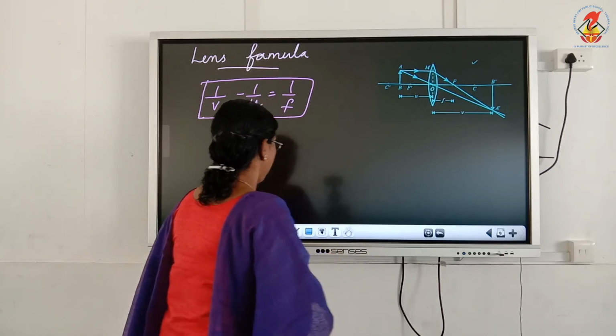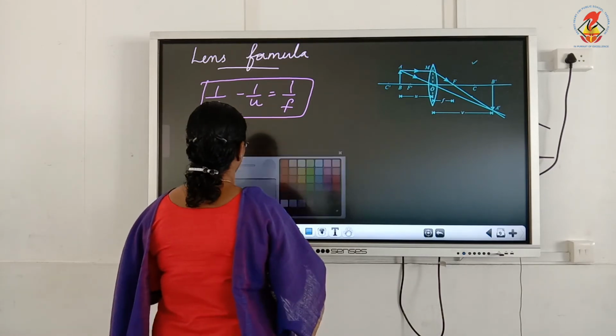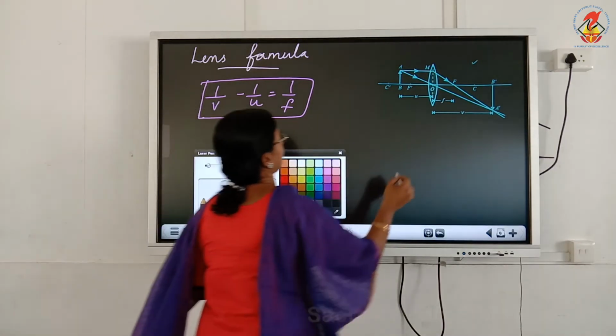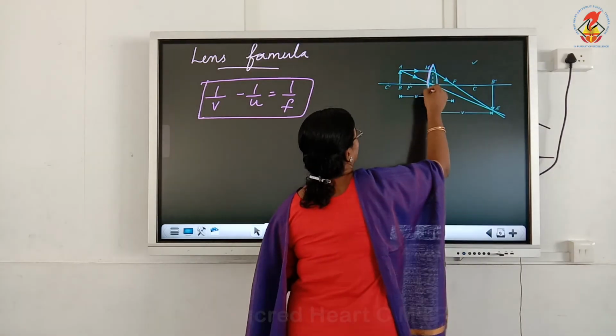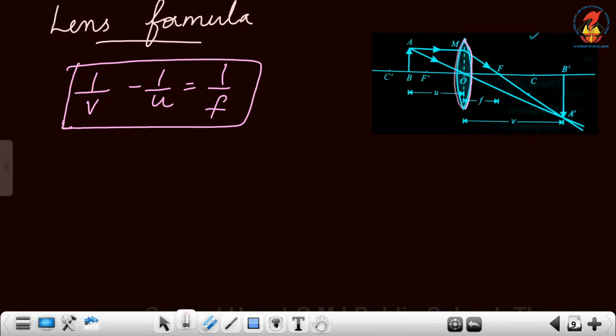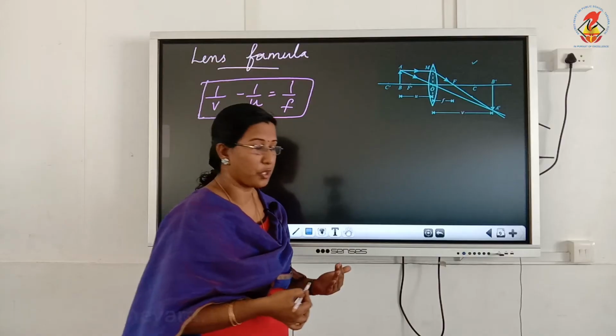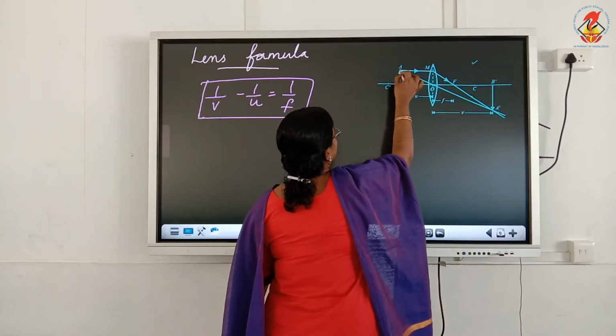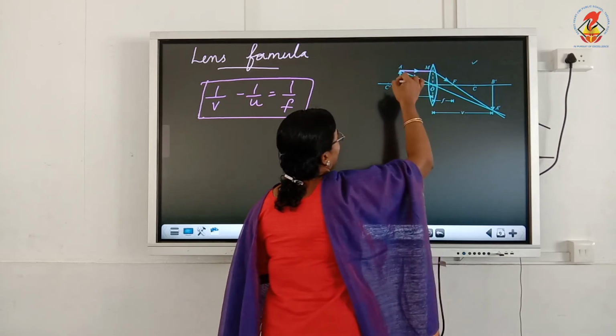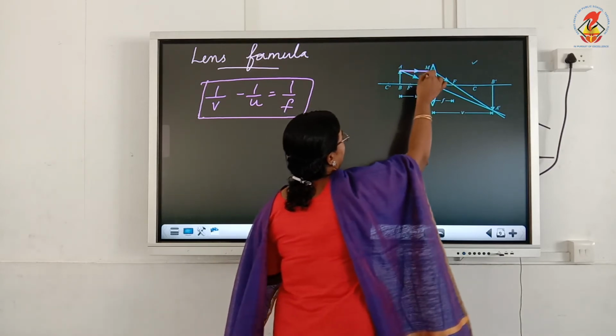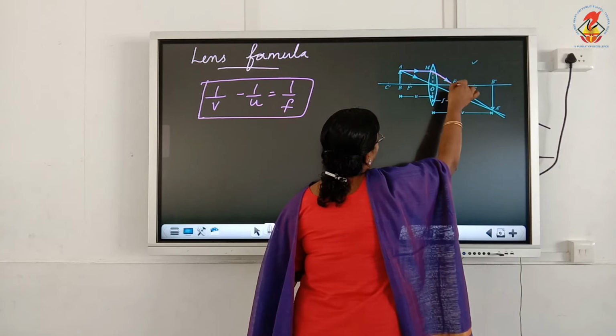Okay, so imagine you have a convex lens. This is a convex lens. An object is placed in front of the convex lens beyond the focus. So AB is our object. Now, we are taking two rays for deriving this equation. The ray which is parallel to the principal axis, which means at point M on the first refracting surface of the lens, and after refraction it passes to the focus.